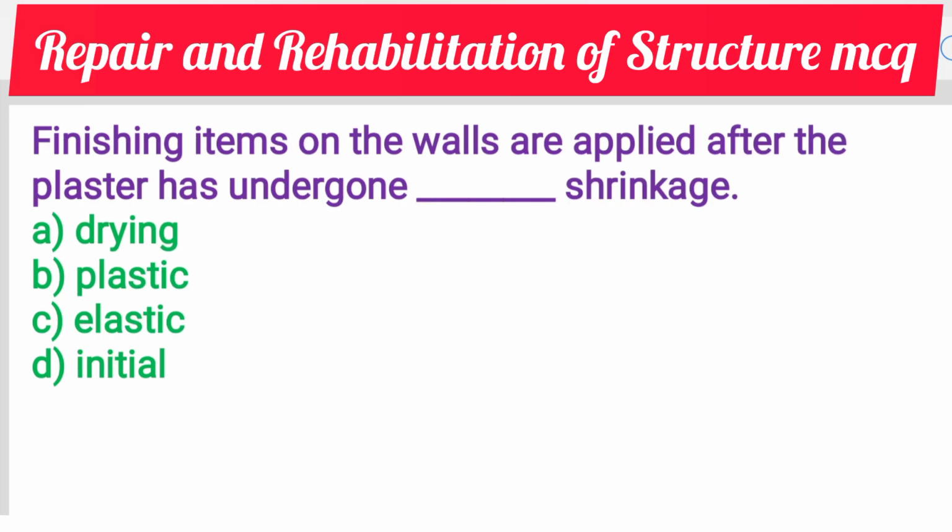Next question, finishing item on the walls are applied after the plaster has undergone dash shrinkage. Option A, drying shrinkage. Option B, plastering shrinkage. Option C, elastic shrinkage. Option D, initial shrinkage. So the correct answer is option A, drying shrinkage.